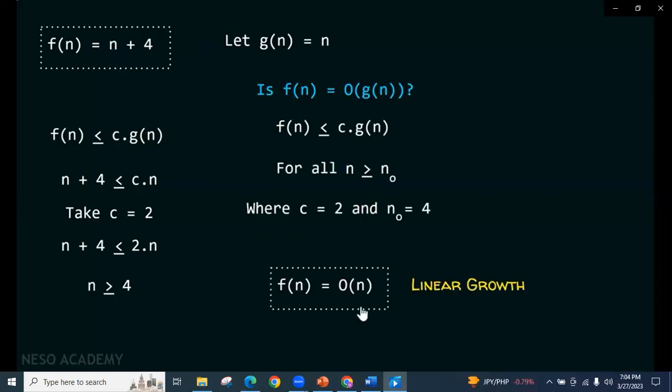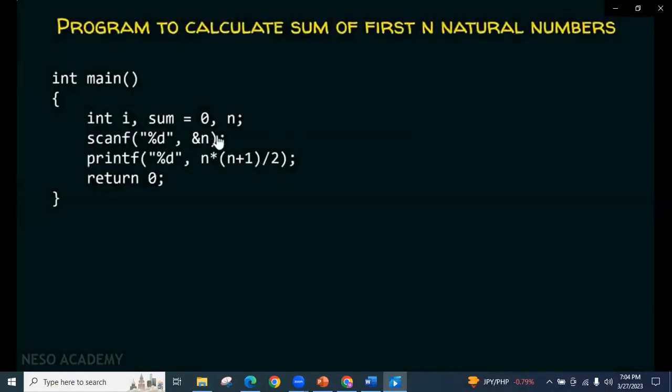But can we improve our algorithm? Let's say the program which is taking linear time is written by your friend. You need to write a program which performs better than your friend's program. For this purpose, you have written something like this. Here also, instead of running the for loop, we can simply use this formula, right? n into n plus 1 divided by 2. This will calculate the sum of first n natural numbers. Isn't that so? With this simple idea, we are actually replacing the for loop.